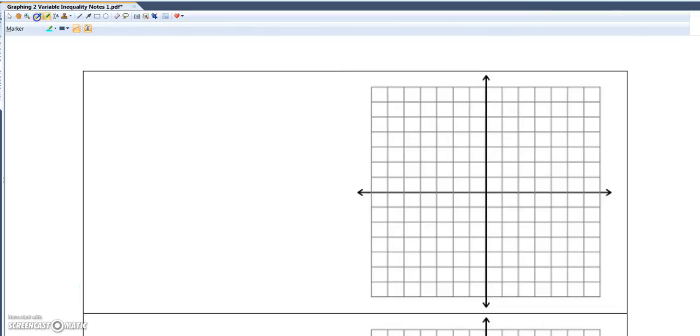First problem on the back side, I want to change the type of inequality this time. I want to give you an absolute value. Y is greater than or equal to 2/3 times the absolute value of x plus 3 minus 1.